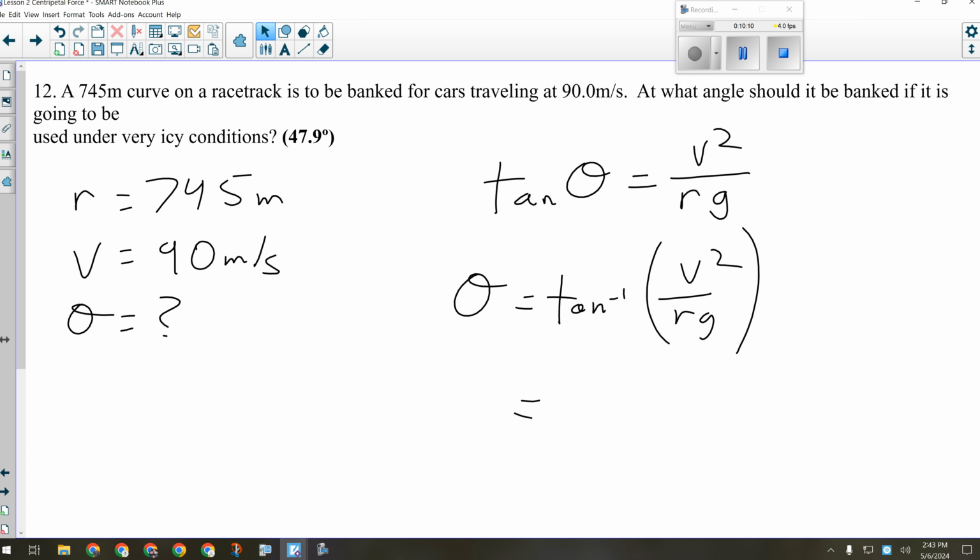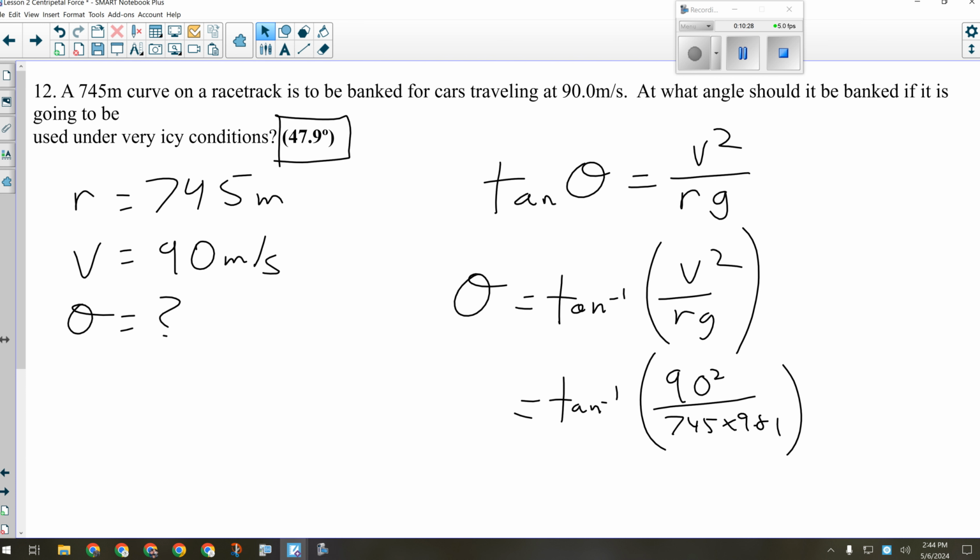Okay, so that's going to be tan to the minus 1 of 90 squared, that was the speed they gave us, divided by 745 meters times 9.81. All right, and when we plug that in, that is banked crazy. That is more than halfway to vertical. Ever so slightly more than halfway to vertical, but still more than halfway to vertical. It would be difficult to stand on that. That is very, very tilted.